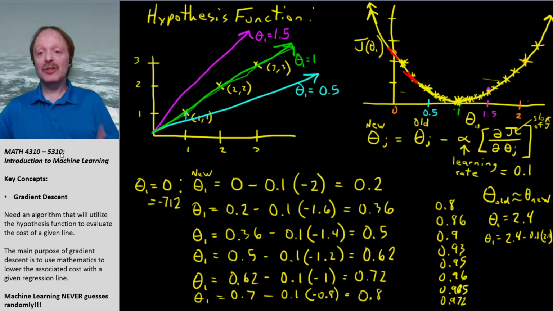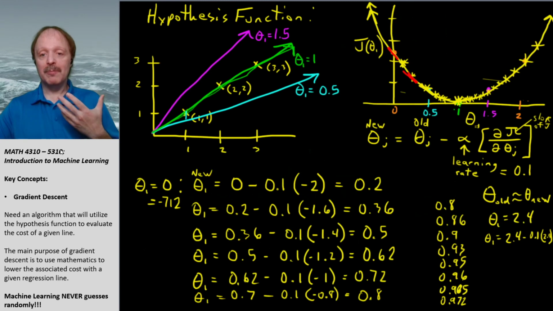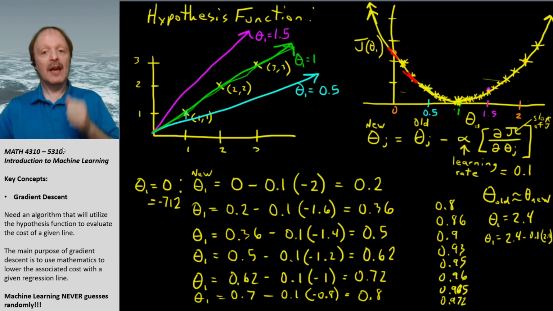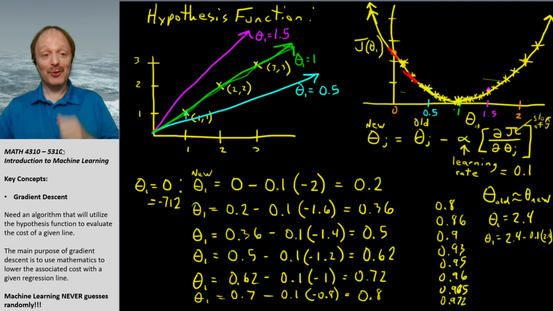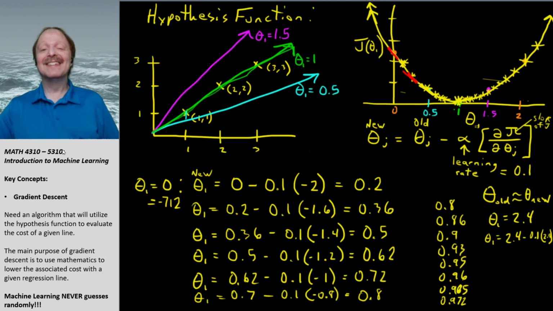But because we use calculus, we are guaranteeing that it is going to reach our best guess efficiently. That's something that guessing doesn't do. Okay? Machine learning does not guess randomly, ever. If you have an algorithm that's guessing randomly, it's not machine learning. Just throw it out the window. It's not machine learning.